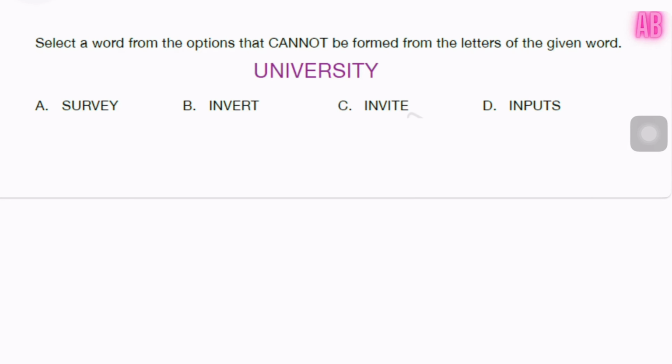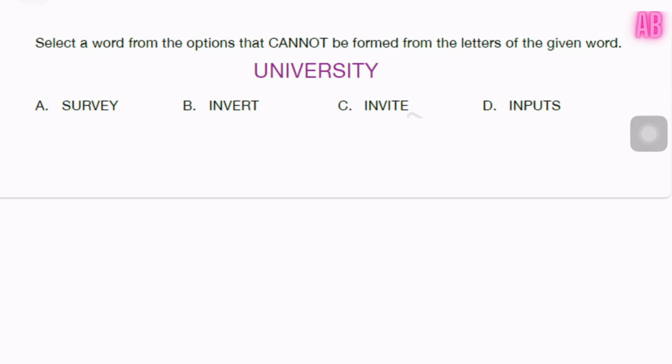Okay, this is the next question on your screen. It's a reasoning question which came in the Maths Olympiad exam. Let's try this question together. Select a word from the options that cannot be formed from the letters of the given word. So university is the word and it has these letters. So we need to find out which of the below given options cannot be formed using the letters from the word university.